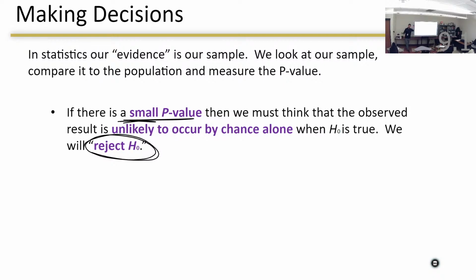And how small? Well, they're going to tell us in the problem. That comes up in just a little bit. But right now, I want you guys to know that when that p-value is small, we're going to reject Ho.